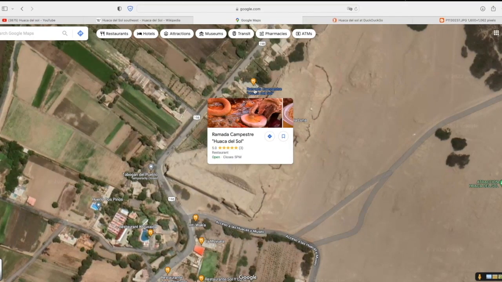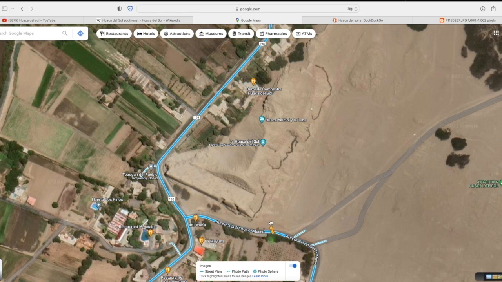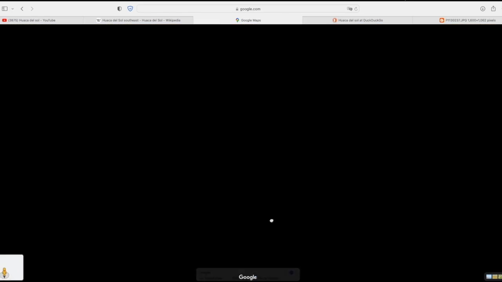Looks like there's a ramada right at the base. 5-star reviews. And some kind of exotic food. I'm not that familiar with Peruvian food. I have eaten a pupusa, tasty little bread and cheese treat. And here again we'll drop the man on this corner this time.